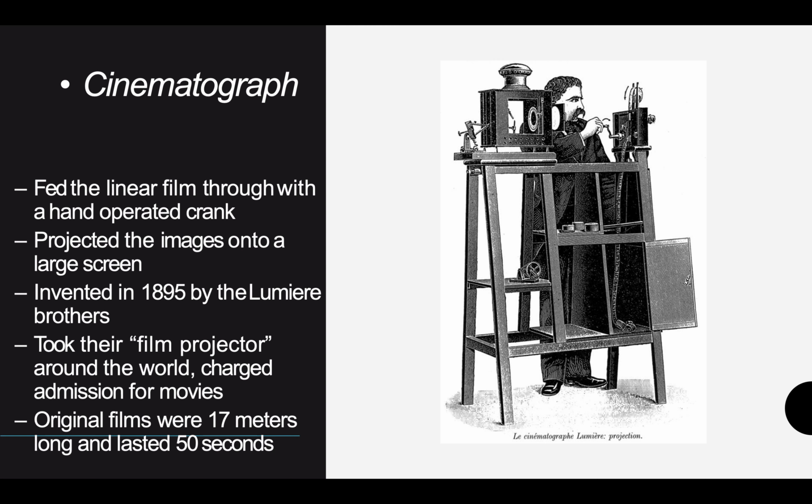So that's that. The first Lumiere brothers films were 17 meters long and lasted 50 seconds. One of the films that I'm going to assign to you is the arrival of the train at the station. I forget the exact name of it, but it was very startling for people at first.